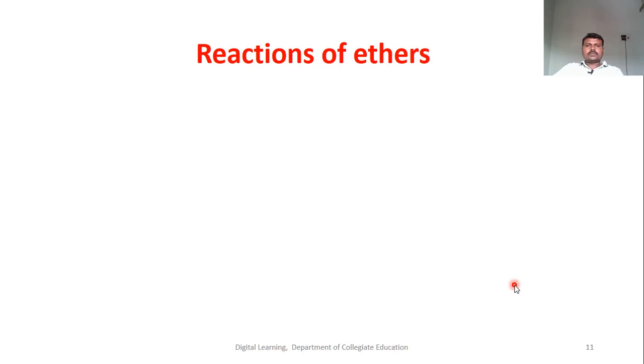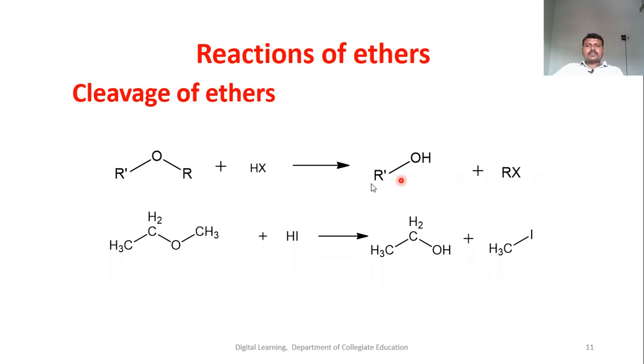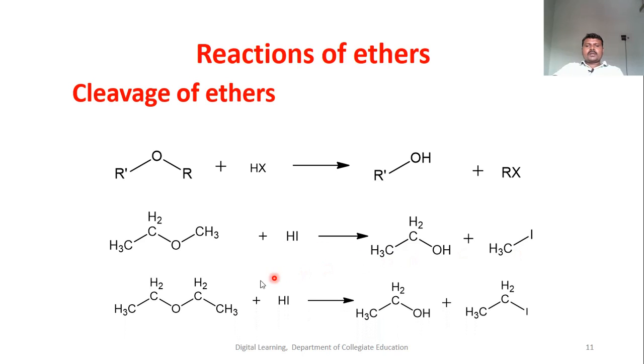Next, we will move on to reactions of ethers. The first reaction is cleavage of ethers. Ethers undergo cleavage when they react with hydrohalic acid to give alcohols and alkyl halides. For example, ethyl methyl ether undergoes cleavage when it is reacted with hydroiodic acid to give ethanol and methyl iodide. Another example, diethyl ether reacts with hydroiodic acid to give ethanol and ethyl iodide.